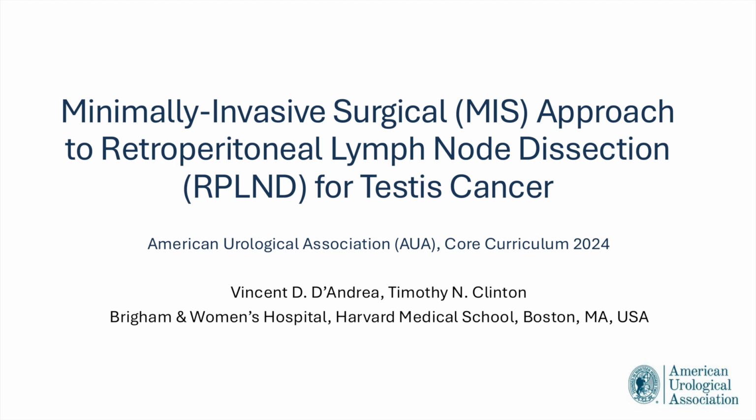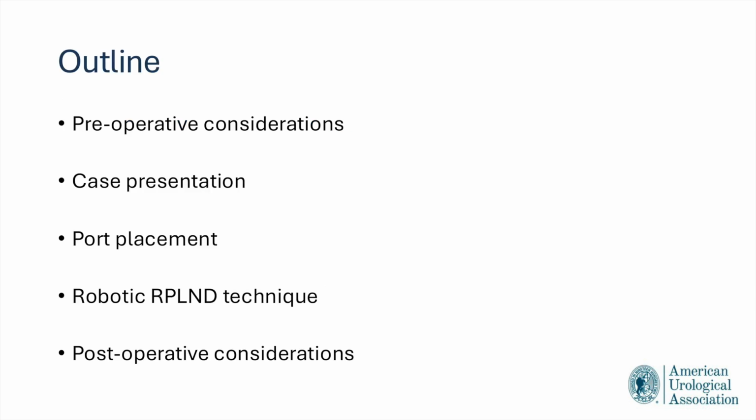This video describes the minimally invasive surgical approach to retroperitoneal lymph node dissection for testis cancer and has been designed for the core curriculum of the American Urological Association. The contents of this video include preoperative considerations, including patient selection, a case presentation, port placement for robotic RPLND, step-by-step surgical technique, and postoperative considerations for patients undergoing robotic RPLND for testis cancer.